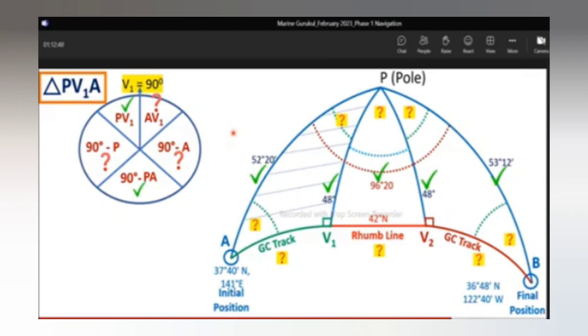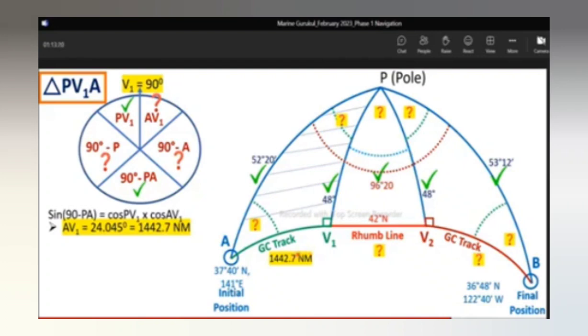Now we can apply Napier's rule. We can first apply it for AV1. Sine of the middle part is equal to the product of the cosines of the opposite. When we put the values, we get AV1 is equal to 24.045 degrees, which multiplied by 60 becomes 1442.7 nautical miles. That is the GC distance from A to V1, and this distance we transfer to the diagram here.